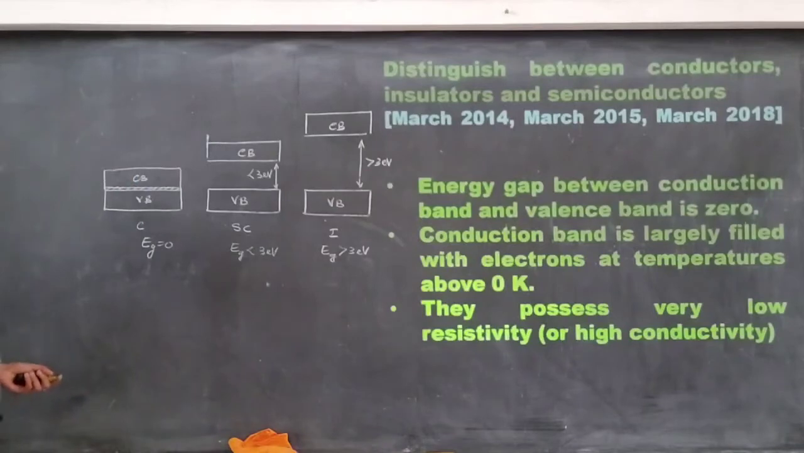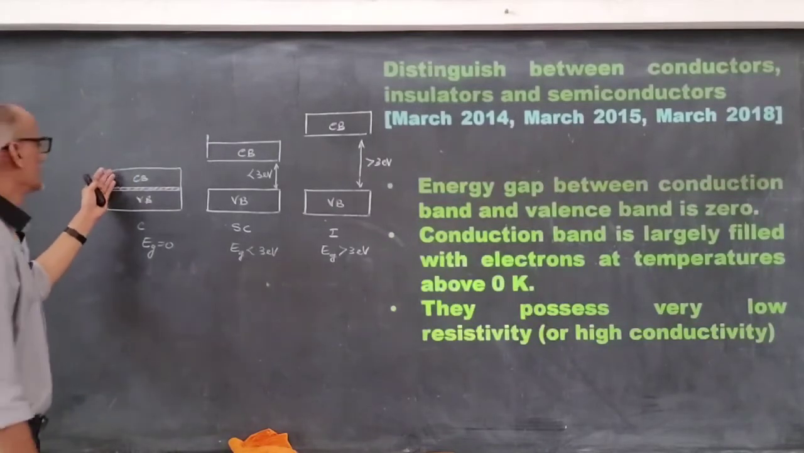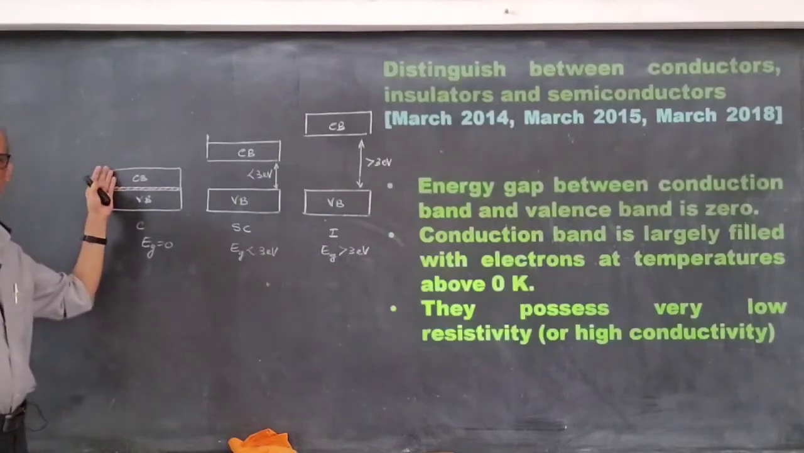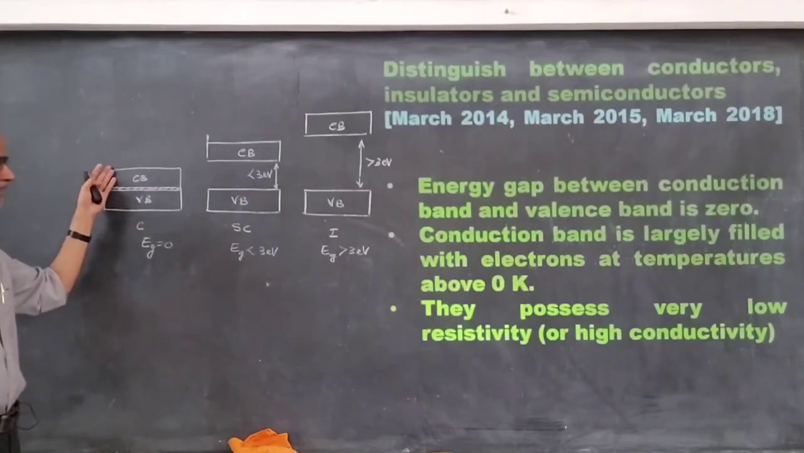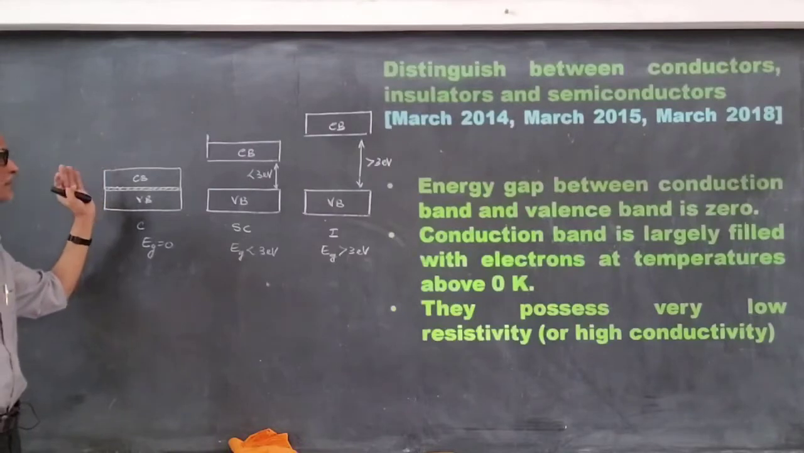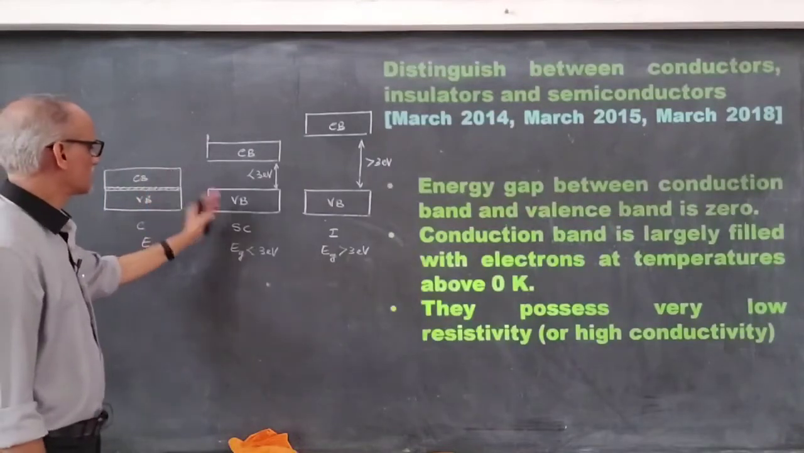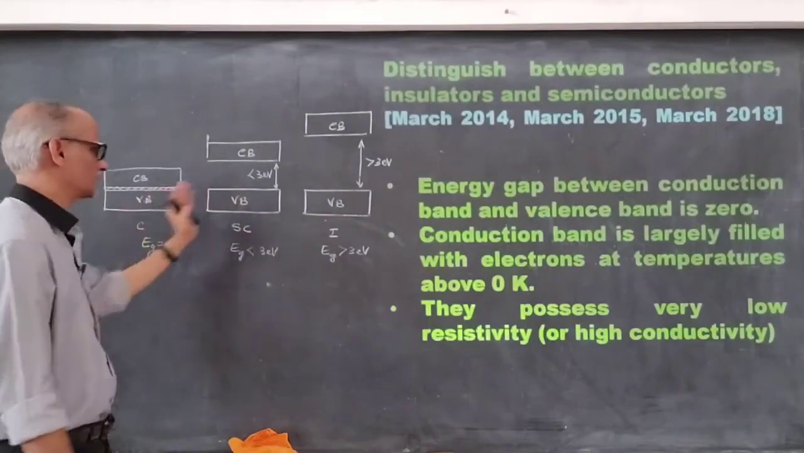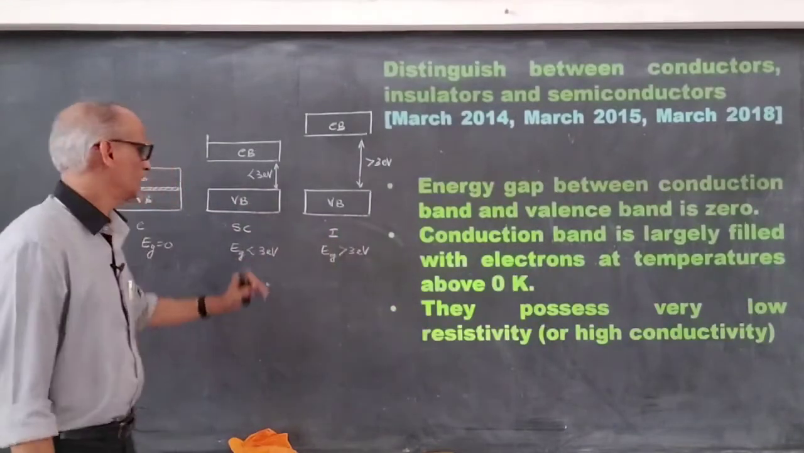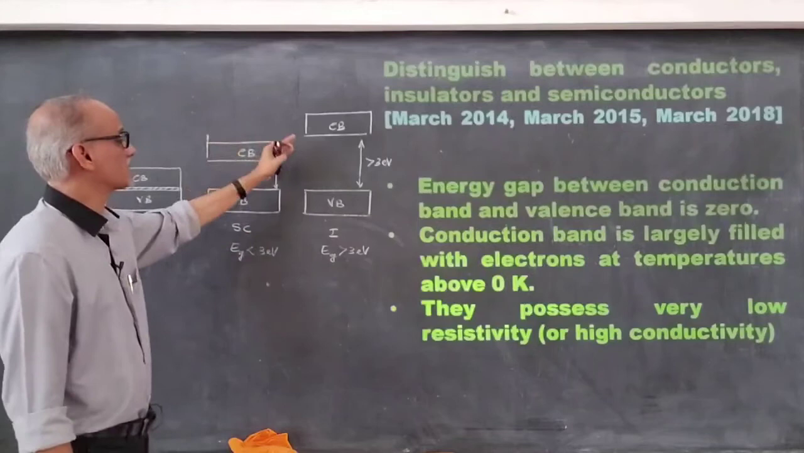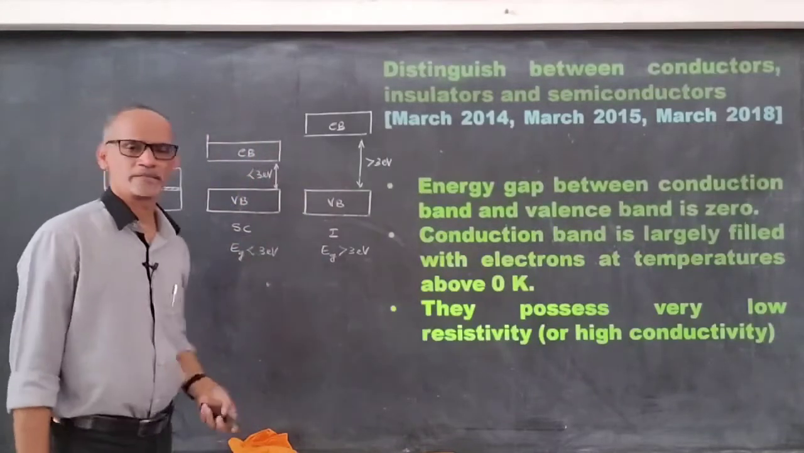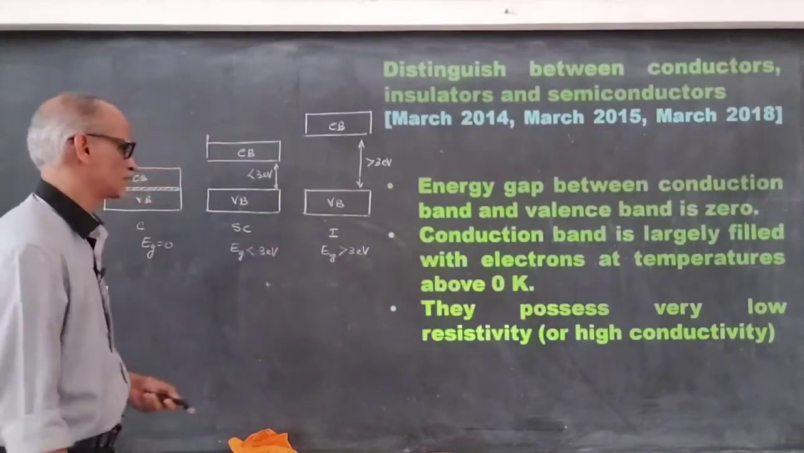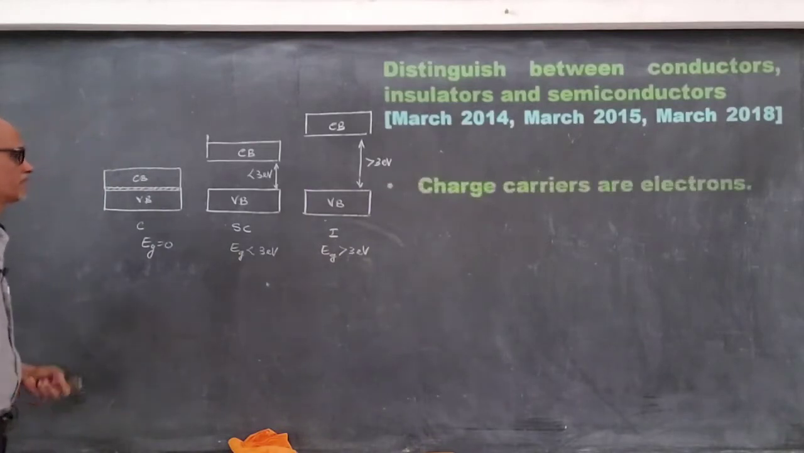Conductors possess very low resistivity or high conductivity. Since the number of electrons is more, their conductivity is high and resistivity is less. Whereas for semiconductor, their resistivity or conductivity lies between that of the conductor and the insulator, whereas in the case of insulator, the resistivity is very high and the conductivity is least or 0. So, two more differences which we can write.